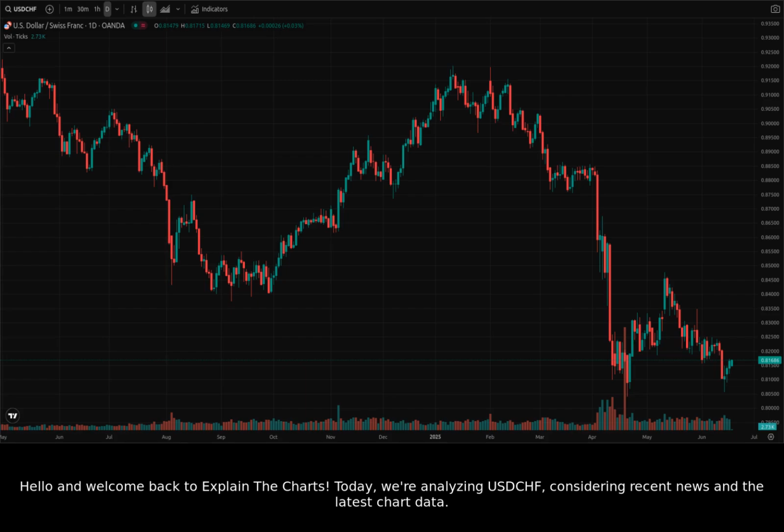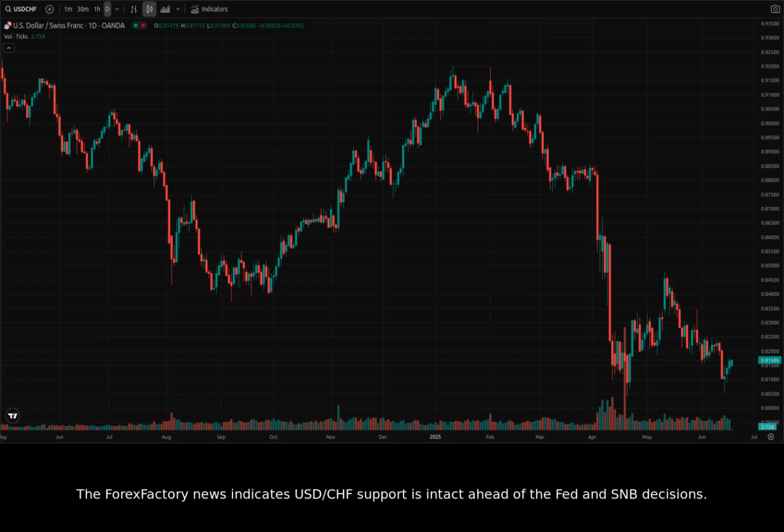Today, we're analyzing USDCHF, considering recent news and the latest chart data. The Forex Factory news indicates US dollar to Swiss franc support is intact ahead of the Fed and SNB decisions. Also, the SNB is widely expected to cut rates by 25 basis points, taking the benchmark rate to 0%. Let's see how this information correlates with what the charts are saying.